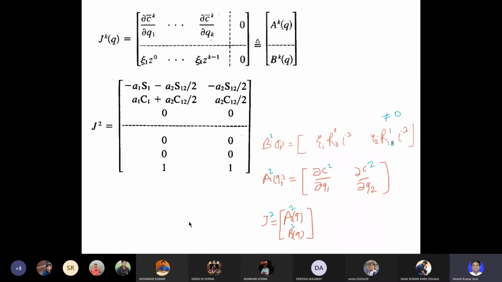This is J2. From here you will need the values and the elements of A11, A12, A21, A22, and A31, A32 for Jacobian 2. That is, you will keep 2 in the upper side, and here 1 1, 1 2, 2 1, and 2 2. Okay.